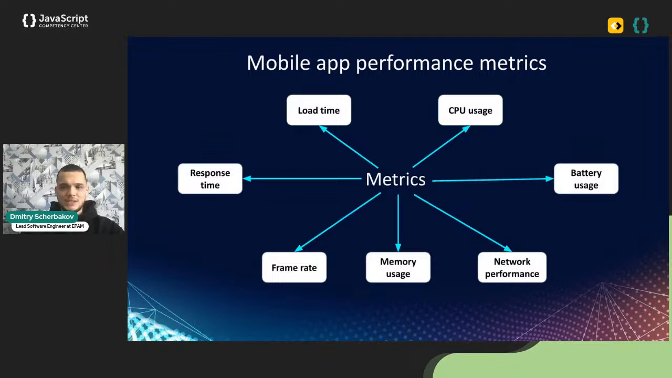And of course, there is frame rate. Frame rate is the number of frames that can be rendered and displayed per second. We've already spoken that frame rate is measured in FPS, and our main target is 60 FPS. It is like a standard for mobile applications.